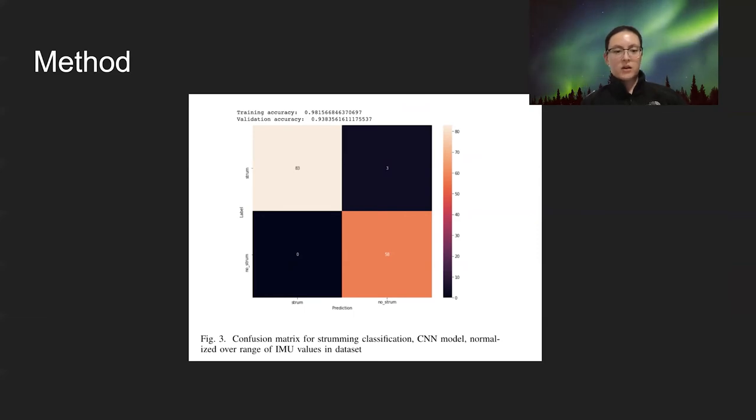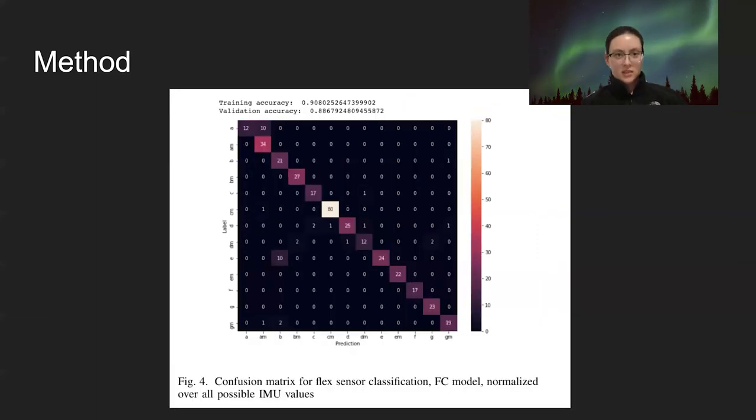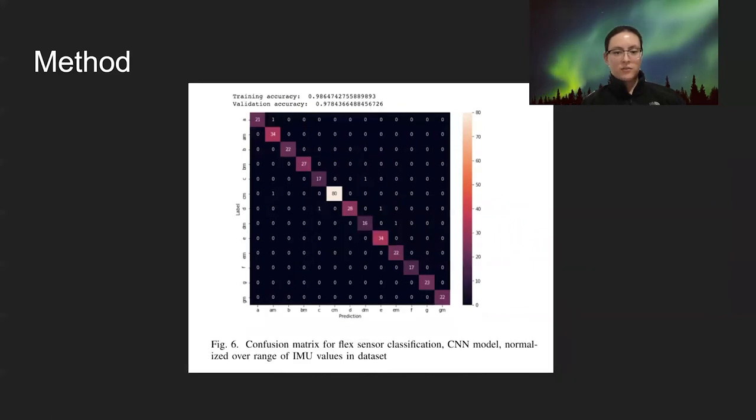Then we moved on to flex sensor classification, starting with a fully connected model. You can see that, for example, a B chord frequently gets misclassified as an E, because they only differ in their index finger position. To help us distinguish better between these kinds of chords, we moved on to a CNN model. Both were pretty good in terms of accuracy, but the CNN was able to remove a lot of the false classifications and give us much higher accuracy overall.